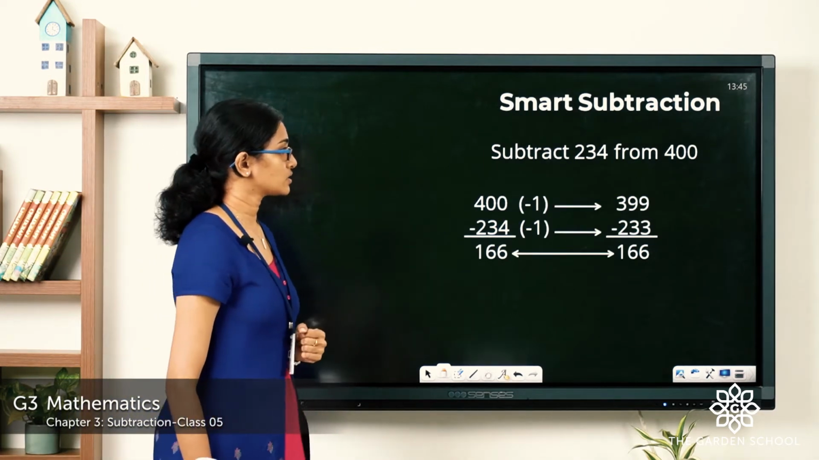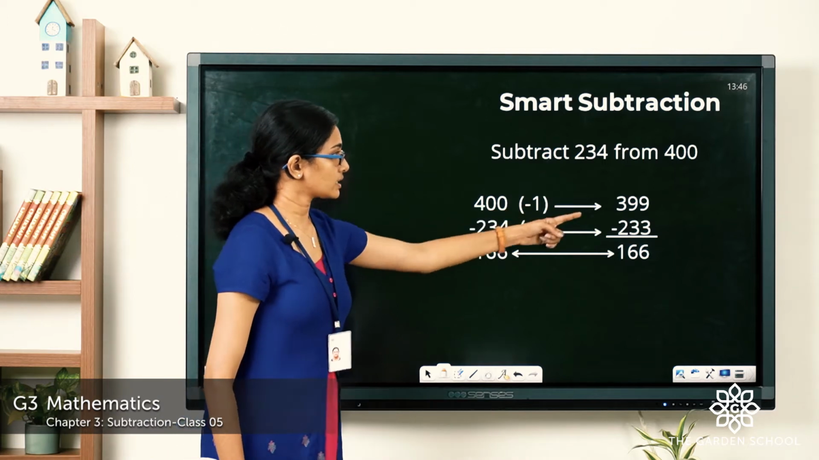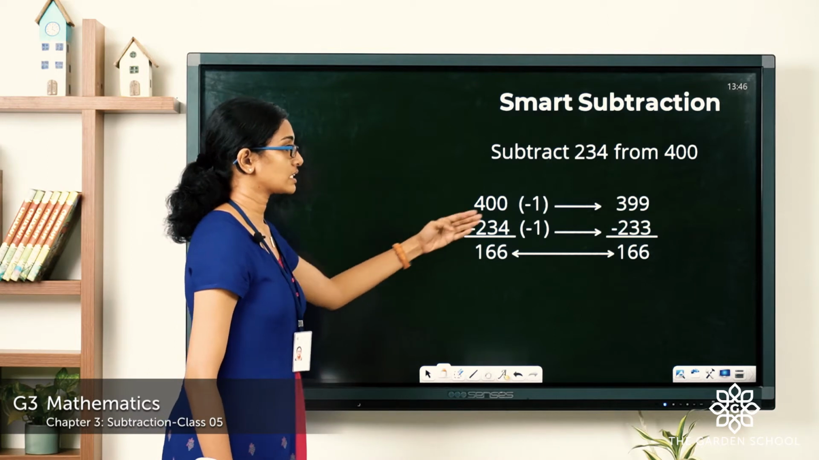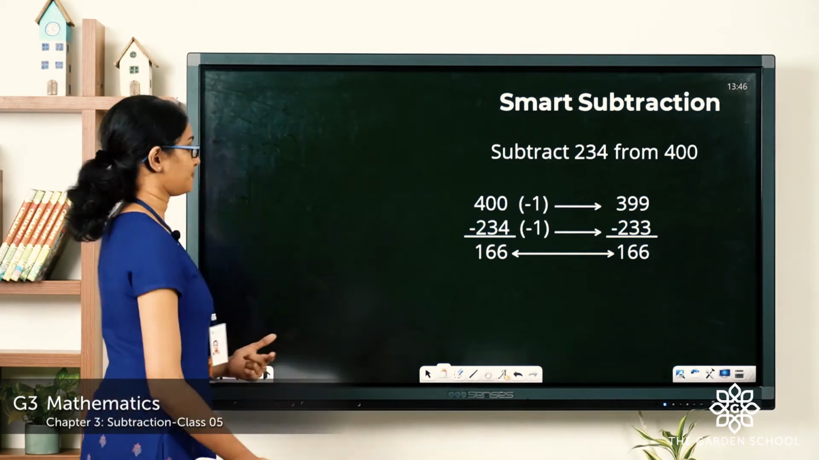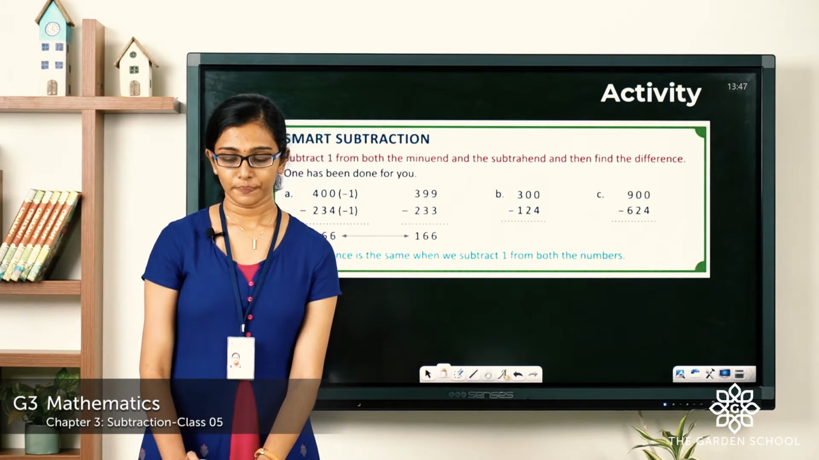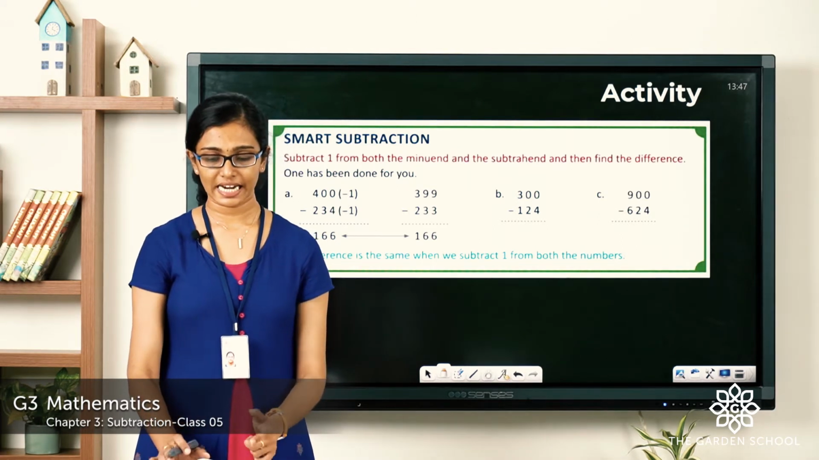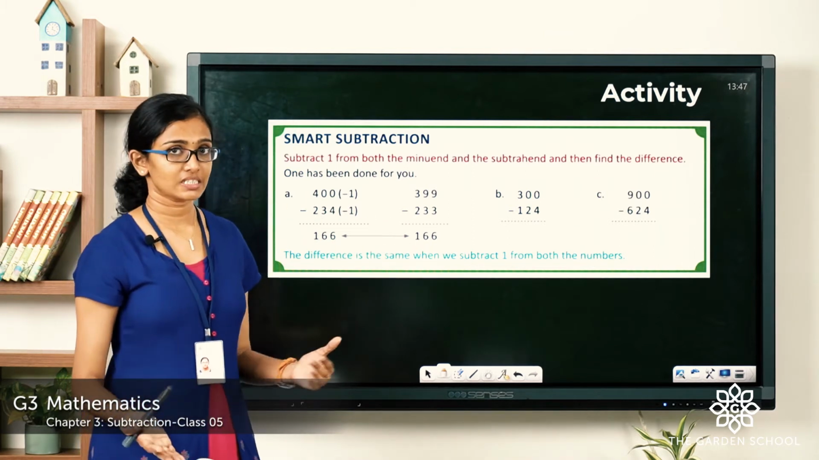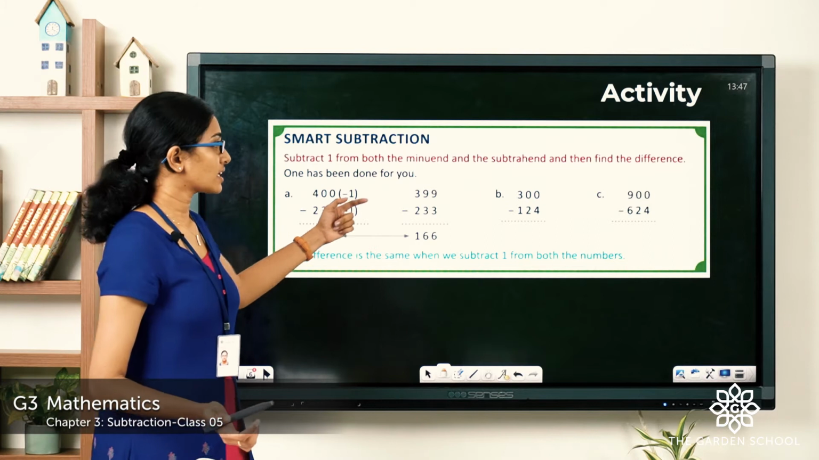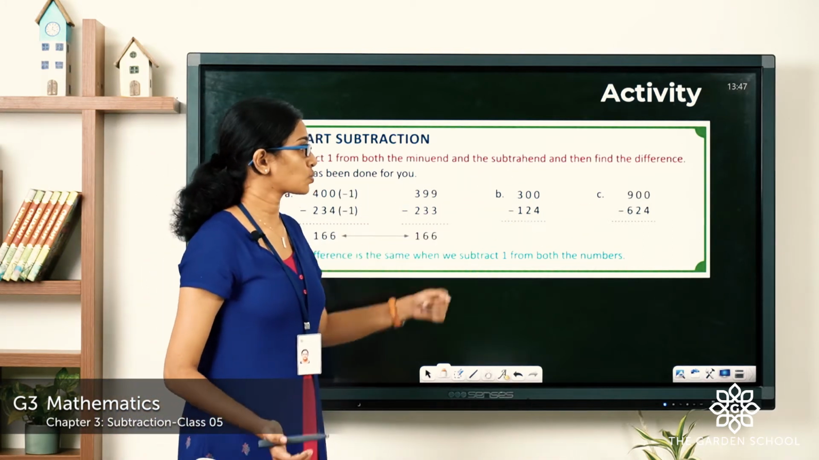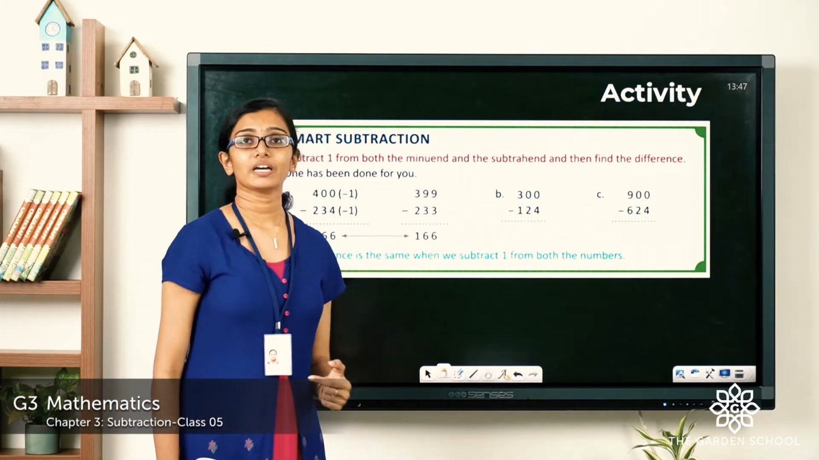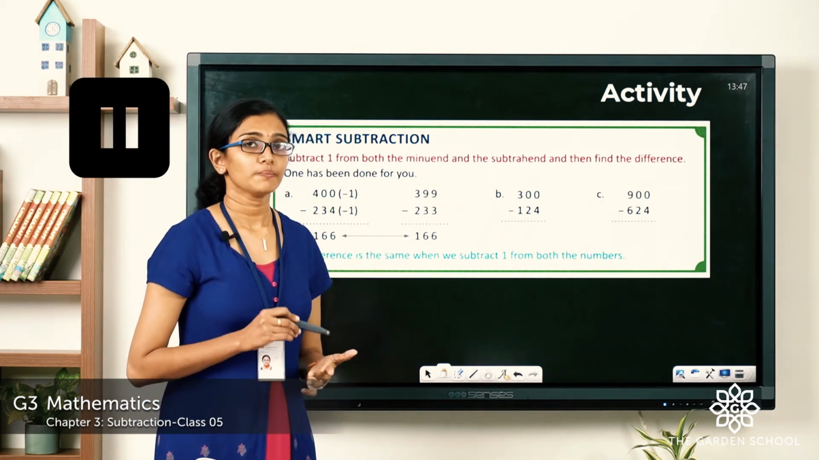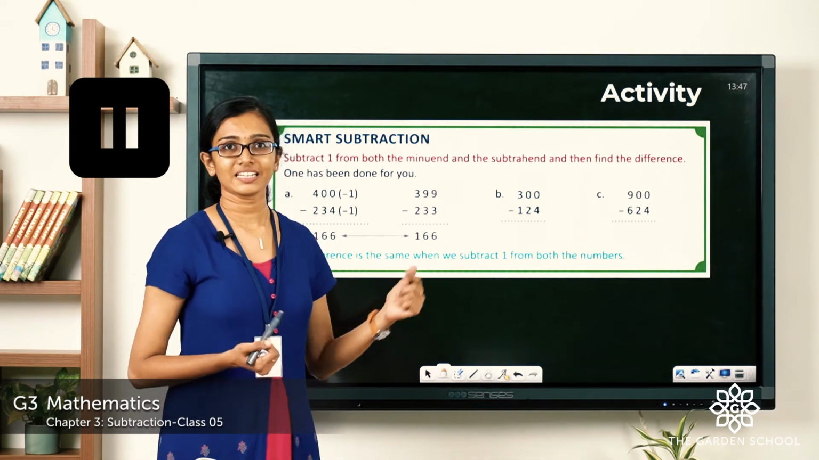See, here the steps are shown once again. 400 minus 1, 399, 234 minus 1, which is 233. The difference remains the same. You can go through the topic in page number 43 of your textbook under the heading Smart Multiplication. You can see this box there. The example that we discussed here is already mentioned there. You can see two more questions there, 300 minus 124 and 900 minus 624. You have to work out these two questions. You can pause the video, finish the 2 questions and come back.